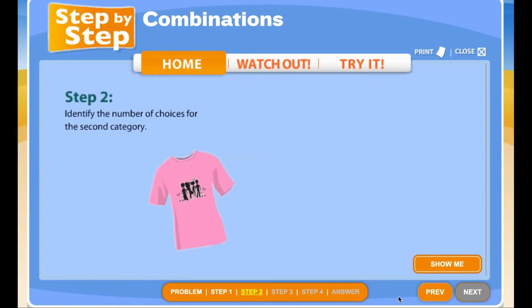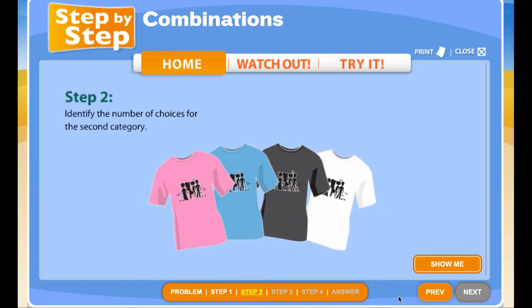Next, identify the number of choices for the second category. The second category is color. The color choices are pink, blue, black, and white. 1, 2, 3, 4.